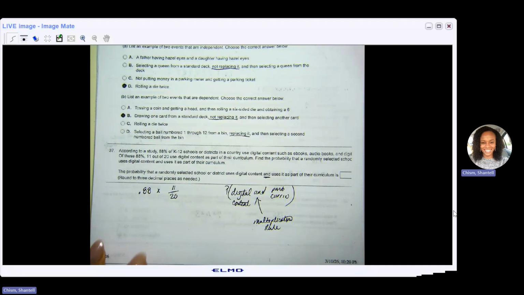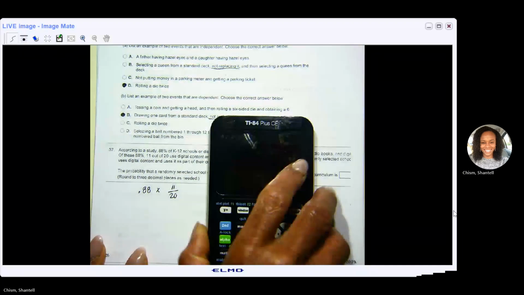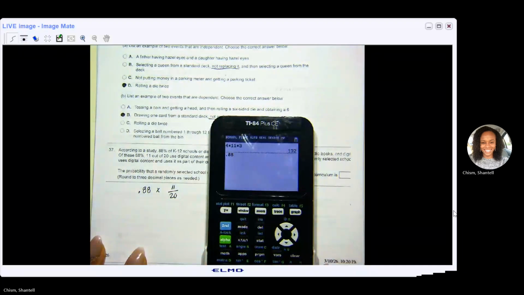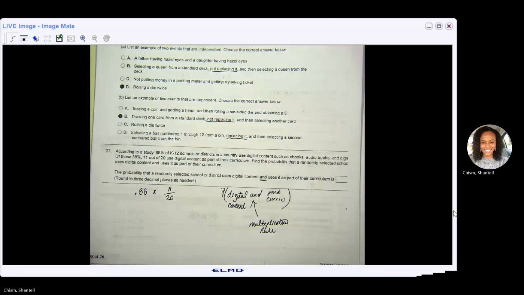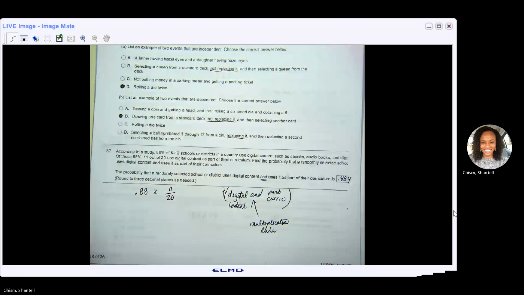So 0.88 times 11 out of 20, 0.484. Okay. Moving on, moving on. All right.